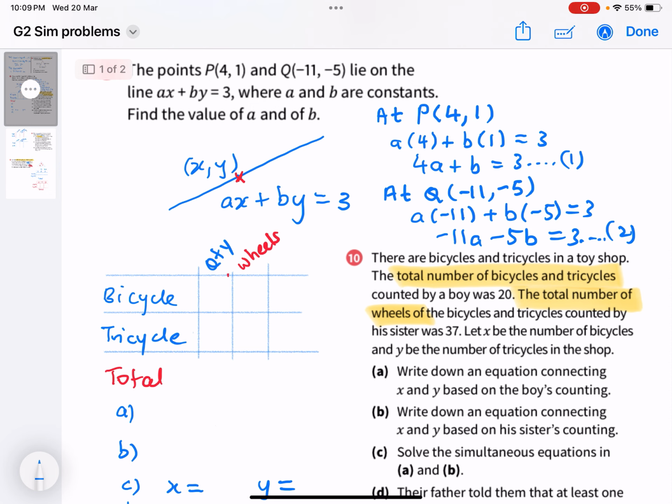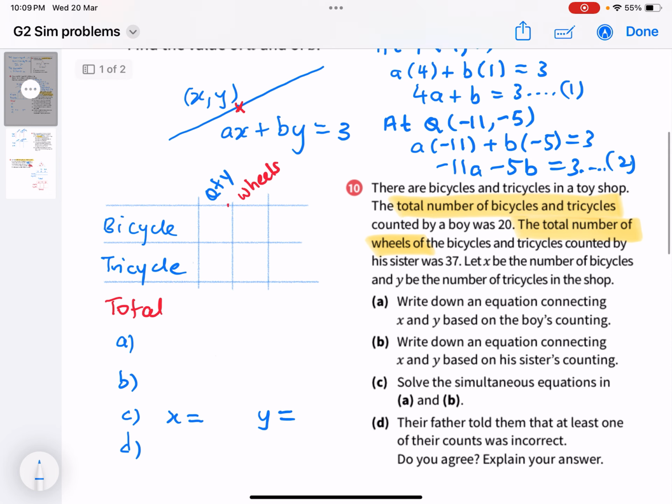In the next question, we have bicycles and tricycles in a toy shop. Now we do not know how many bicycles are there and how many tricycles are there. So what we can say is let x be the number of bicycles and y be the number of tricycles.